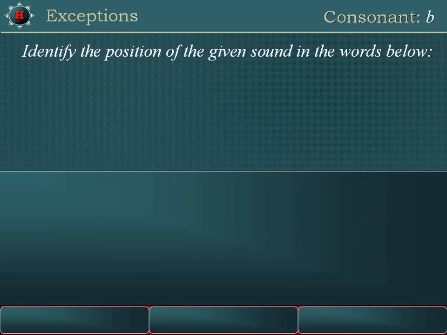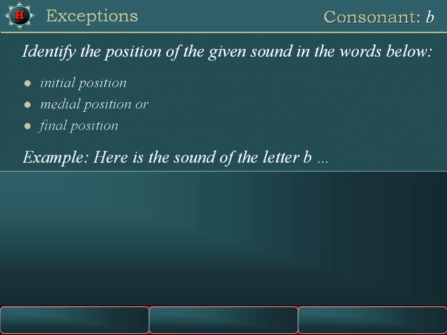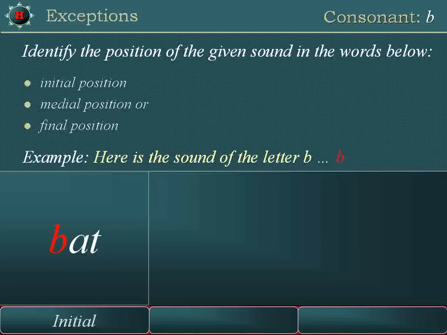Identify the position of the given sound in the words below. Initial position, medial position, or final position. Example. Here is the sound of the letter B. B. Bat. Initial position. B in bat is in the initial position. Yes, B is in the initial position.